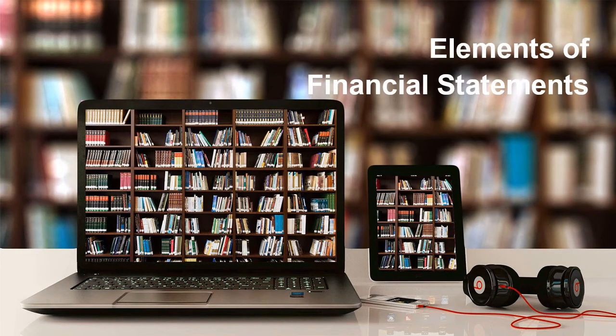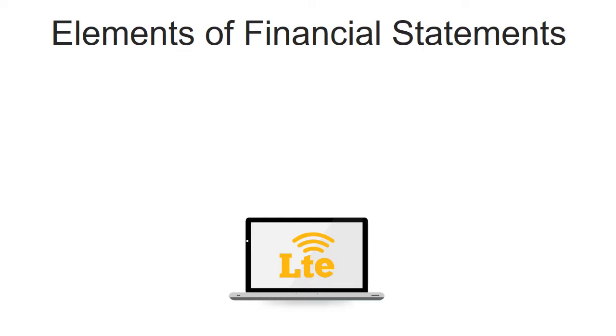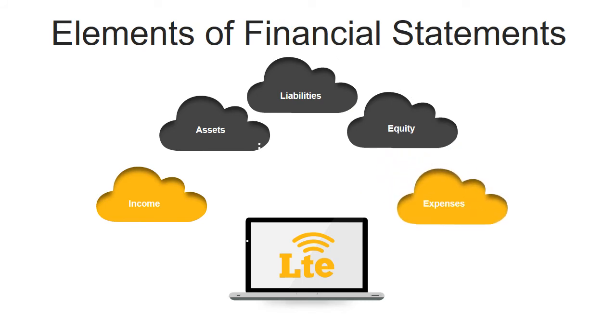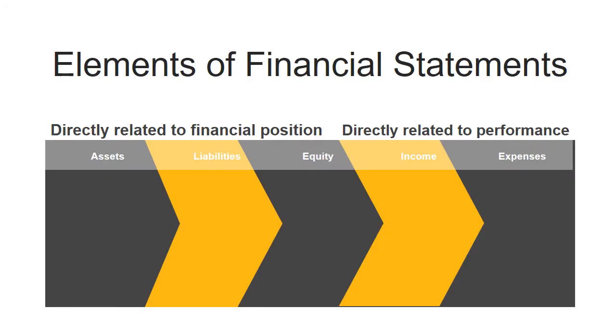Let's talk about the elements of financial statements. We have 5 elements of financial statements: income, assets, liabilities, equity, and expenses. So, assets, liabilities, and equity are presented in the statement of financial position, while income and expenses are presented in the statement of comprehensive income or the income statement. Again, assets, liabilities, and equity are directly related to the statement of financial position, while income and expenses are directly related to performance.